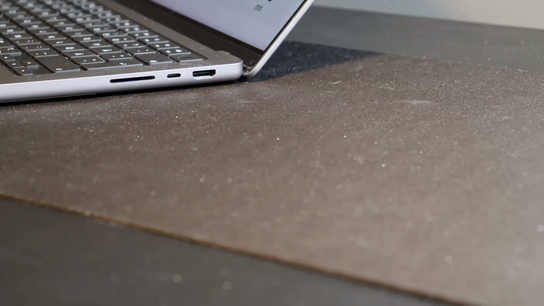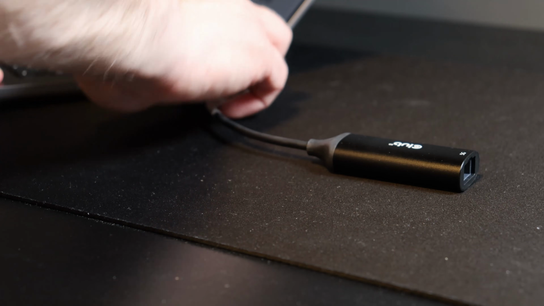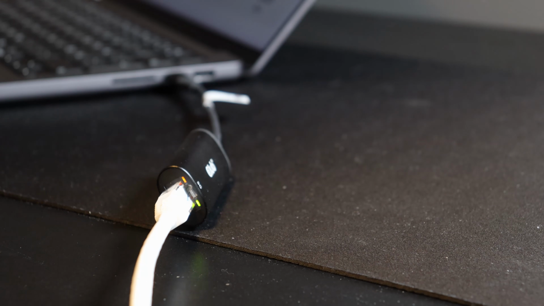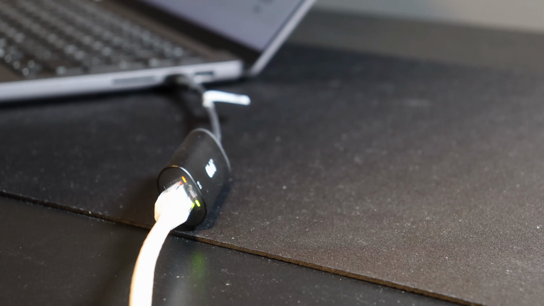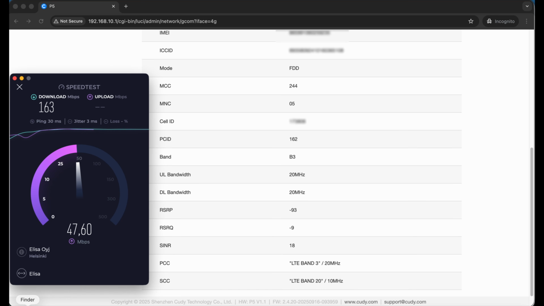The final adapter in this comparison is the Club 3D, and this one is a bit different from the previous two. It uses a newer Realtek chipset that supports 5 gigabit connections, so in theory it should offer better performance. And right from the first macOS test we see something unexpected. This adapter actually works correctly out of the box with the 5G router on macOS 26. No speed drop and no strange behavior.